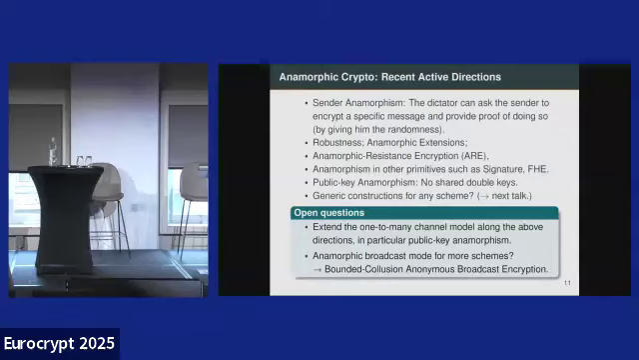So here, as I said, in our model, we work for randomly chosen messages. And for the sender anamorphism, the dictator can also ask the sender to send a message chosen by the dictator. But that is a case we didn't deal with, and so it could be an interesting open question to extend to the sender anamorphism, where the message is also dictated by the dictator. Okay, maybe we can discuss offline. Thank you.